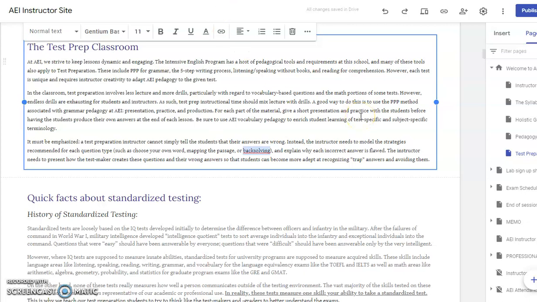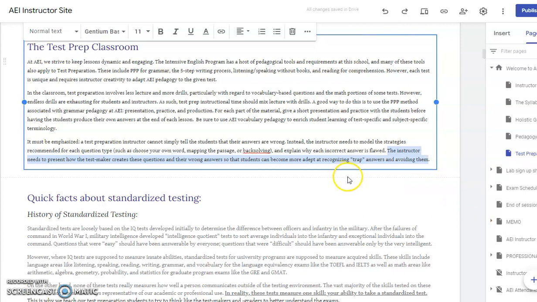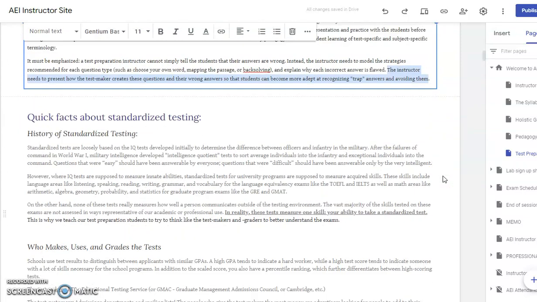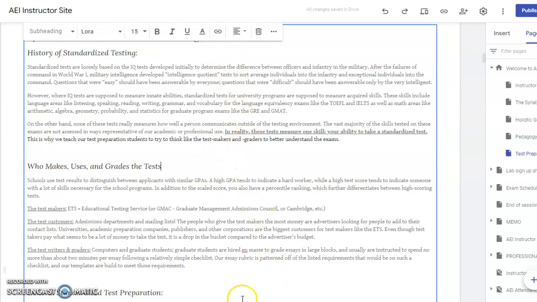Even on reading comprehension, these questions are not subjective. The instructor needs to present how the test maker creates those questions and their wrong answers so that the students can become more adept at recognizing trap answers and avoiding them. So this is why we go into some of the facts about the history of standardized testing, who makes and uses the standardized tests, and general standardized test preparation.